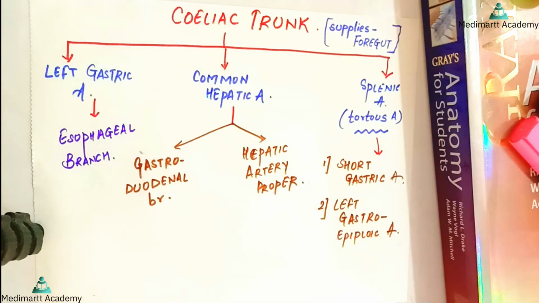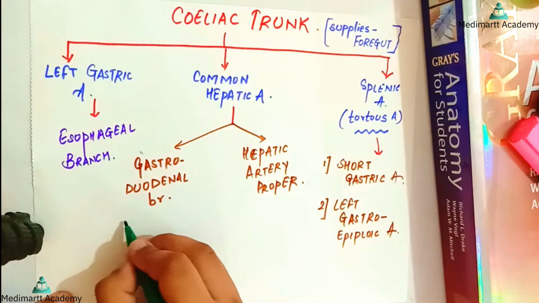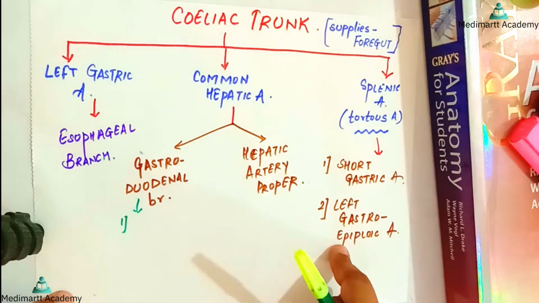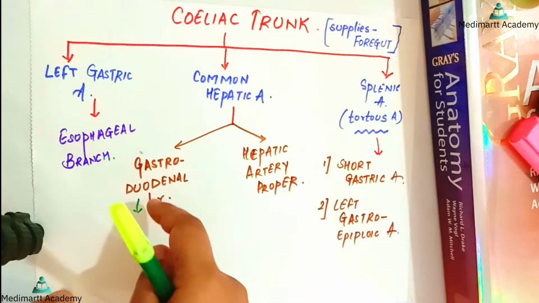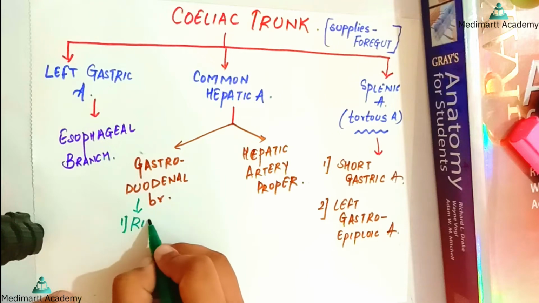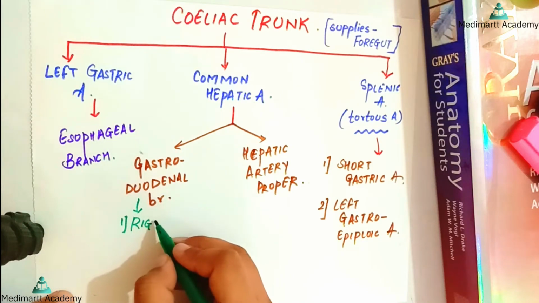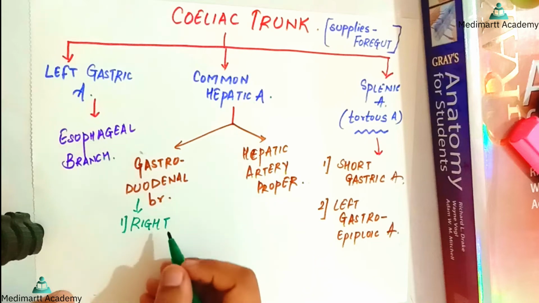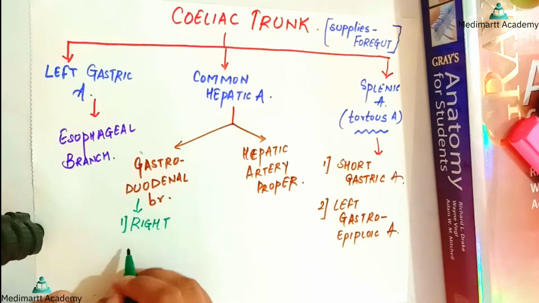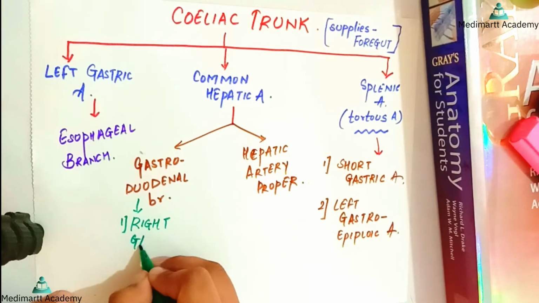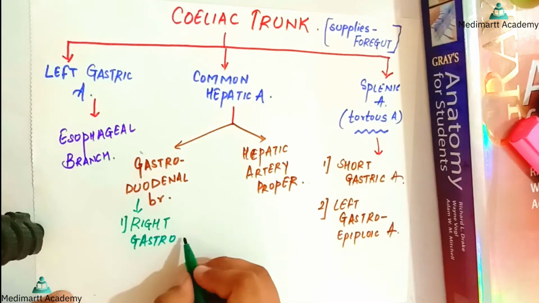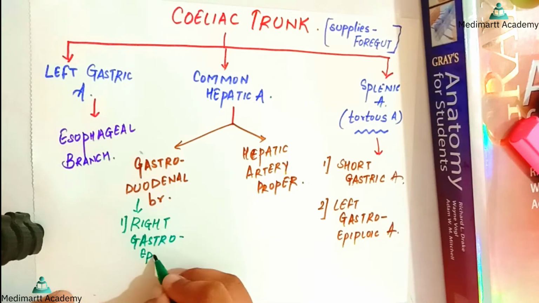Now the gastroduodenal artery again gives two branches. First is the right gastroepiploic artery. We saw that the left gastroepiploic artery is the branch of the splenic artery. The right gastroepiploic artery is the branch of the gastroduodenal artery, which is a branch of the common hepatic artery, which is a branch of the celiac trunk, which is a ventral branch of the abdominal aorta. Gastroepiploic means it supplies the stomach: gastro refers to the stomach, and epiploic refers to the omentum, which are peritoneal folds.